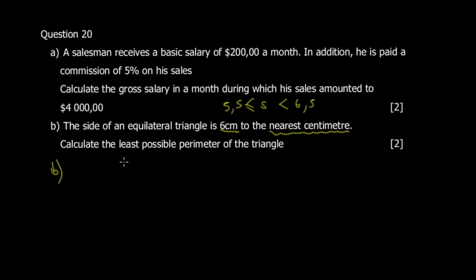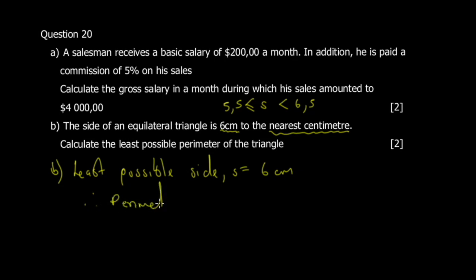So if you want the least possible perimeter, because the least possible perimeter corresponds to the least possible side, you can even say S, or X, whatever you want to use, is equal to 5.5 centimeters. Therefore, perimeter is equal to, so it's an equilateral triangle, that means 3 sides, so it's equal to 3S, which is equal to 3 times 6 centimeters, which is equal to what? 18 centimeters. And that's done.